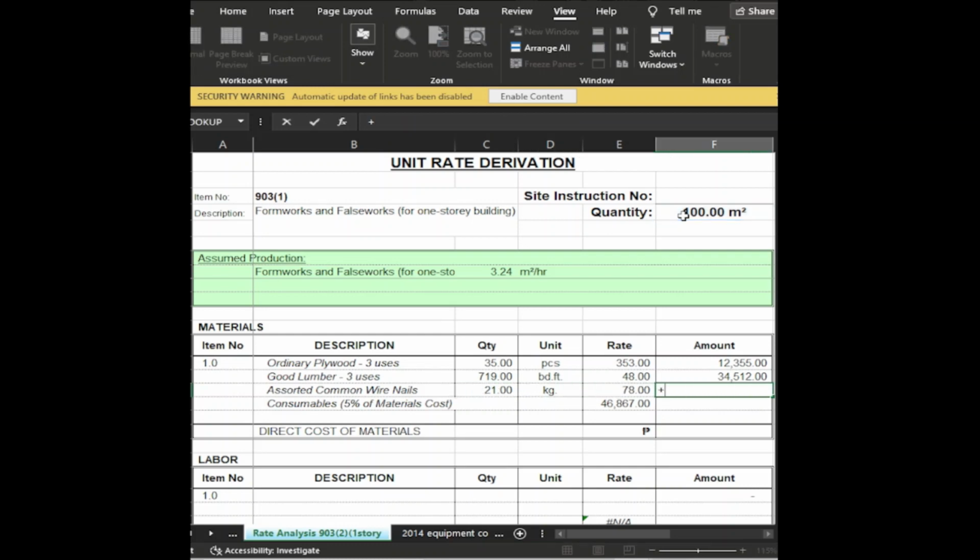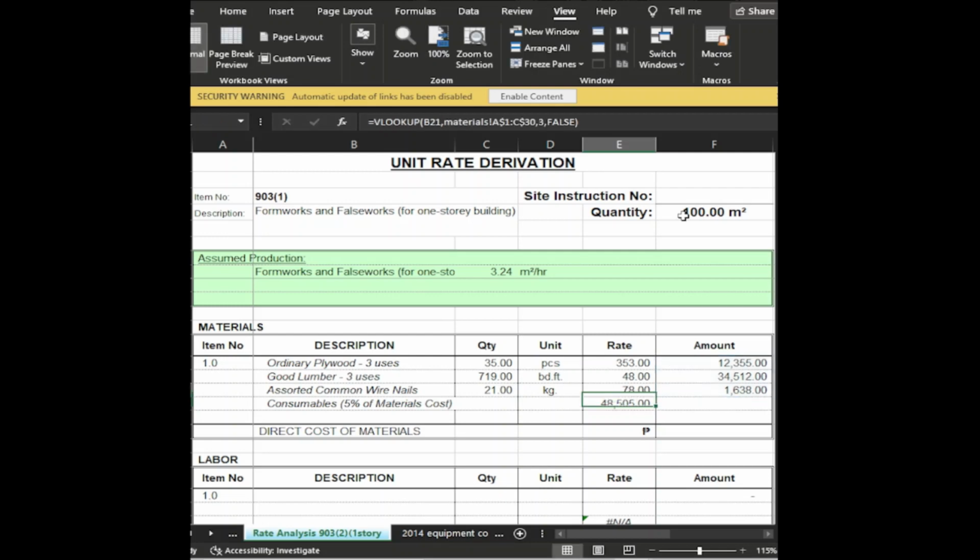So this amount is times 21. So the total, we have still consumable. The consumable is the total of these three amounts times 5%, 0.05. So this formula again down, the same formula. So we have 2,000 consumables. So the total of this one is the total direct cost of materials.